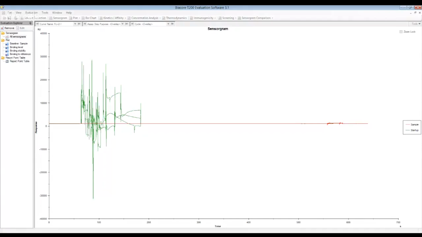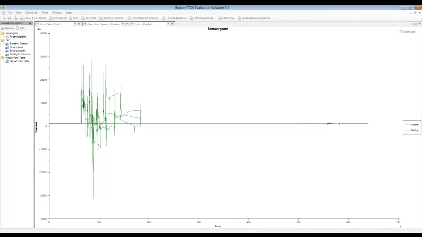Okay, nothing changes here. I want to do the 2 minus 1. All this remains the same. And then I click on next. So now the next screen I get is our blank subtracted sensorgrams. It has already subtracted the 0 concentration.